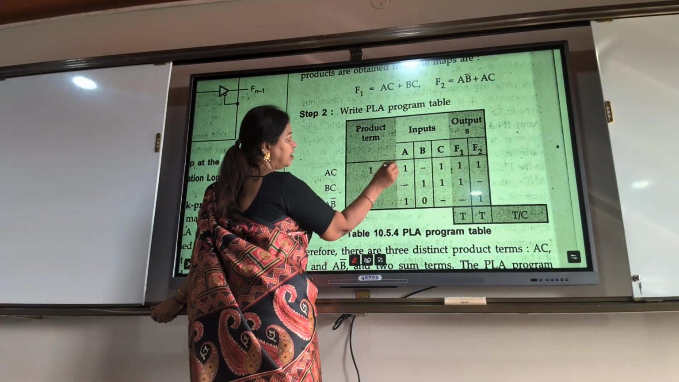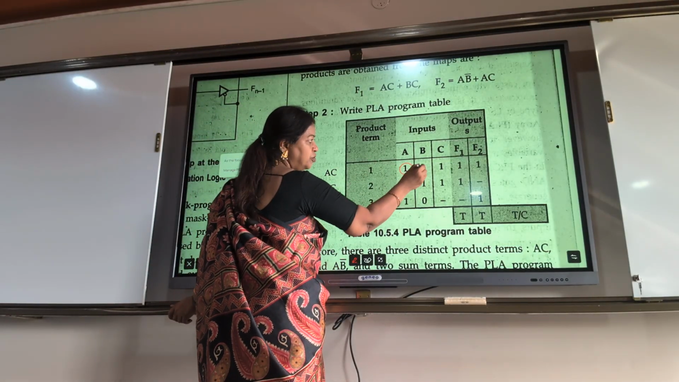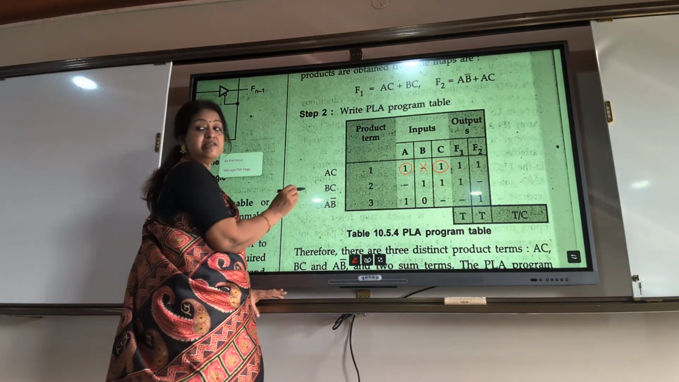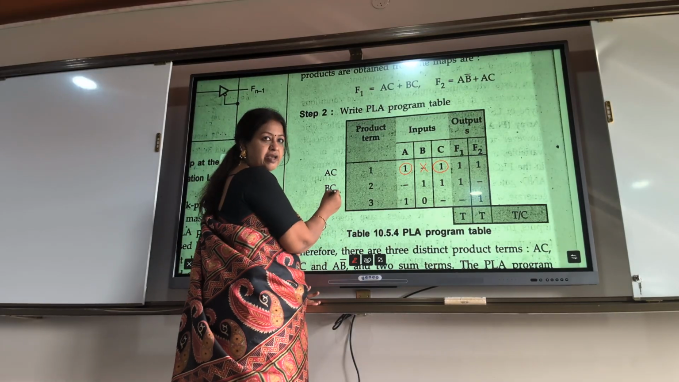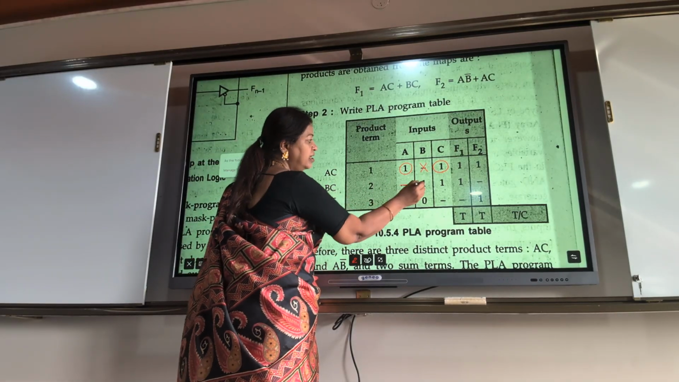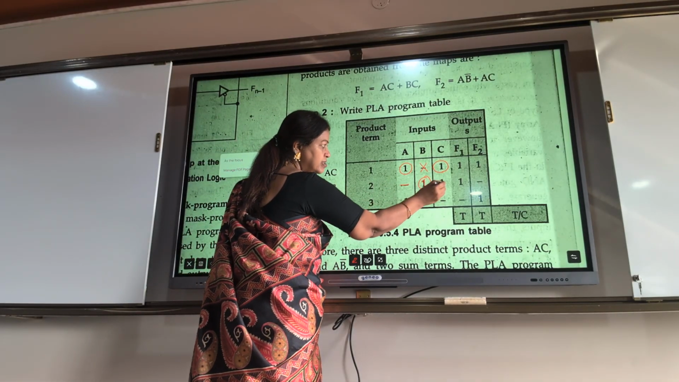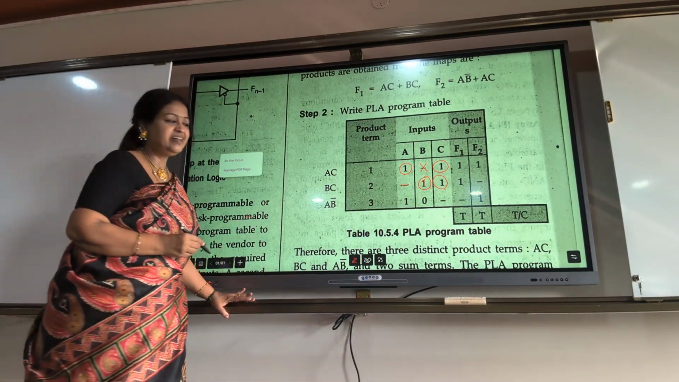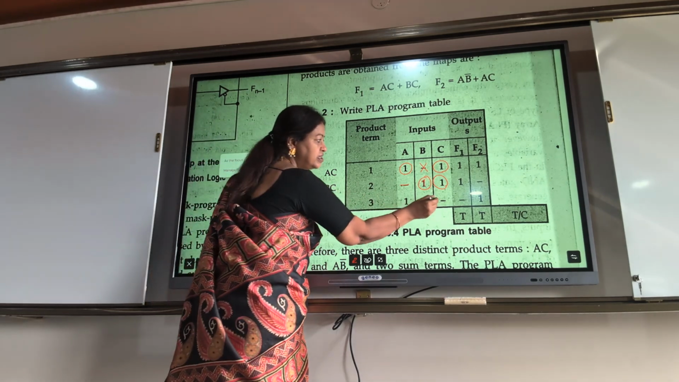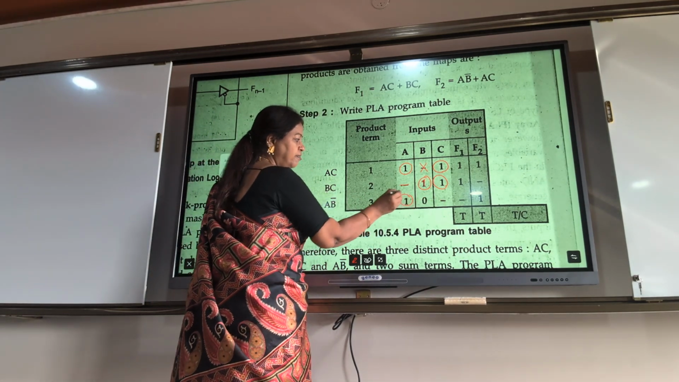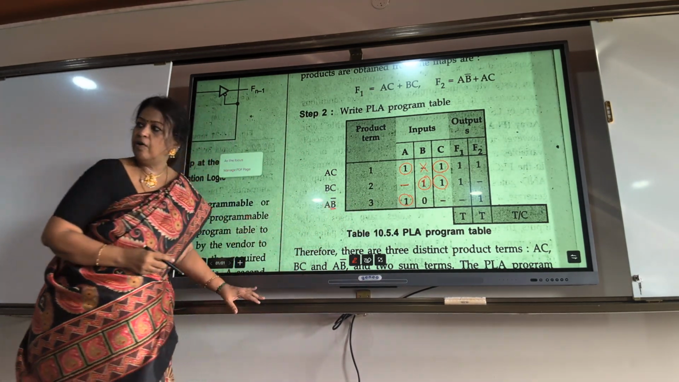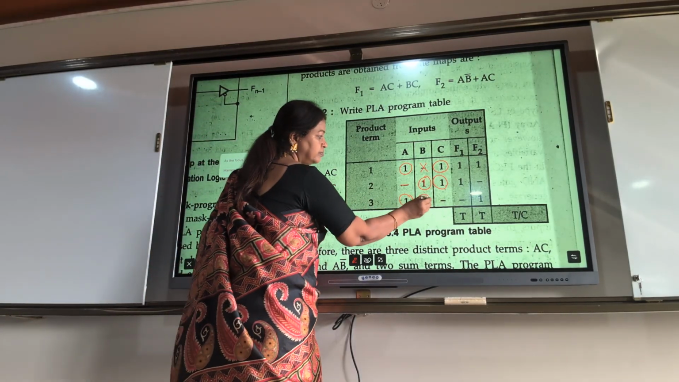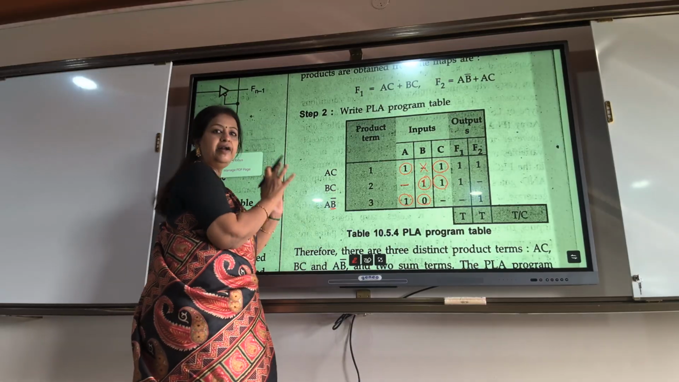So in AC I have A, there is no B term, and C is there. Next BC. There is no A here, so dash. B is in the normal form, C is in the normal form. Then A, B dash. Here C is not there, so C is dash. A is in the normal form, but B is in the complement form, so I have to put 0 there. Now the AND term is over.